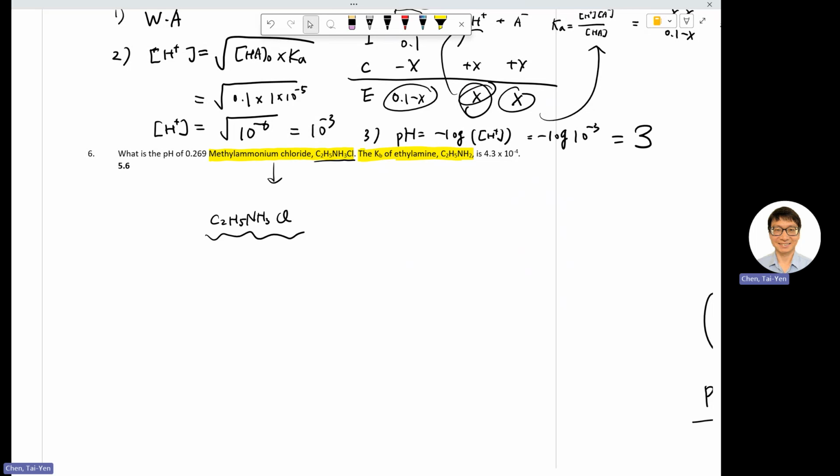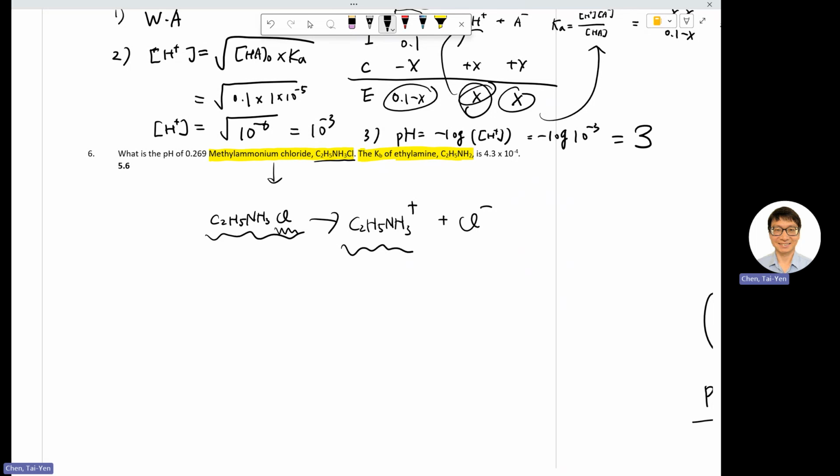With that being said, once these things dissociate, what do you have? Let's start from the simple one. If you see this, it's going to be Cl minus, and all the others go together. So you're going to have C2H5NH3 plus. You need to be very good at this.